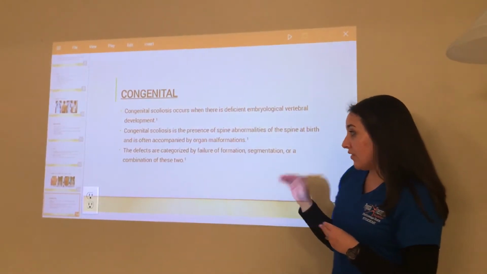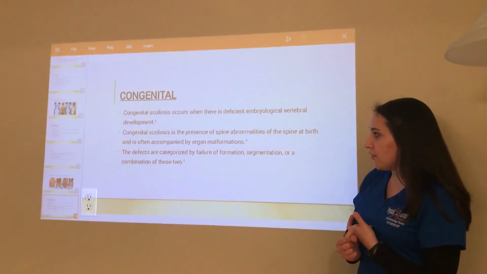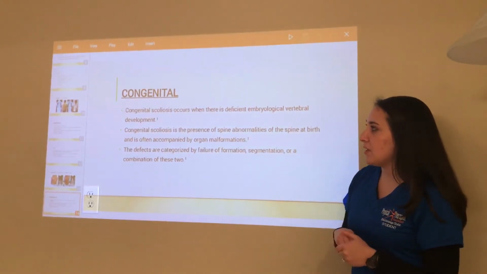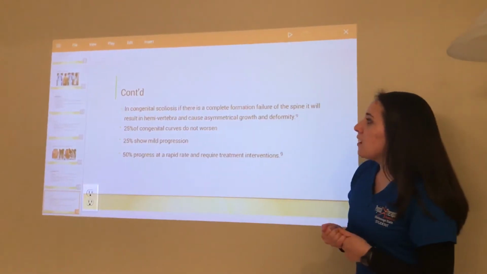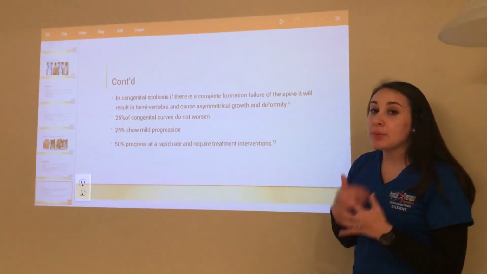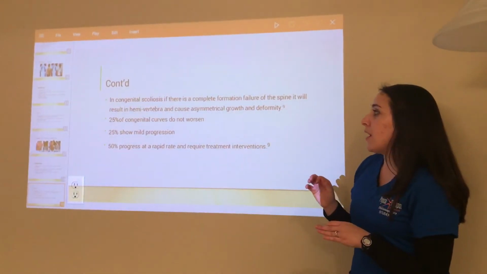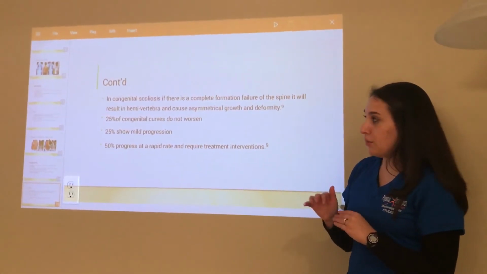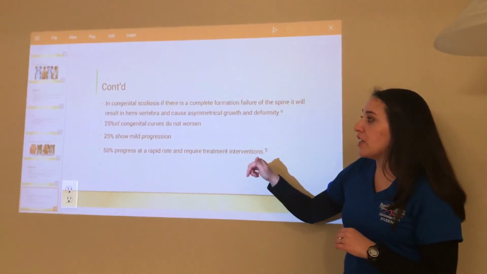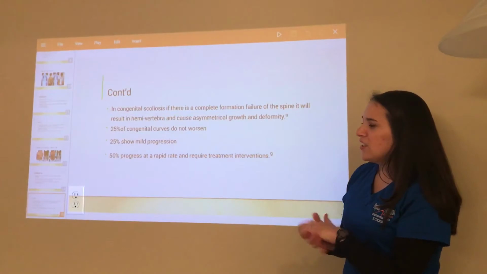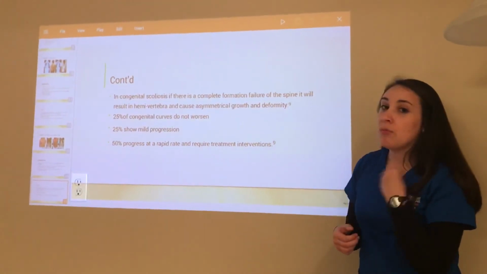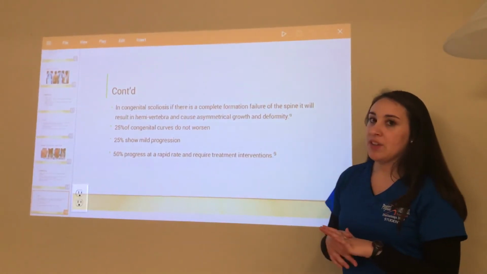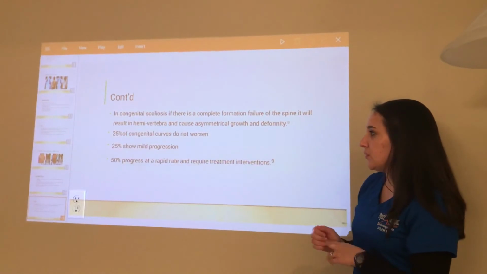And the defects are categorized by failure of formation, failure of segmentation, or a combination of both formation and segmentation. In congenital scoliosis, if there is a complete formation failure of the spine, it will result in a hemivertebra, which causes asymmetrical growth and deformity. 25% of all congenital curves will not worsen. That will just stay the same. 25% will show mild progression, and 50% will progress at a rapid rate and require treatment interventions such as bracing or surgical intervention.